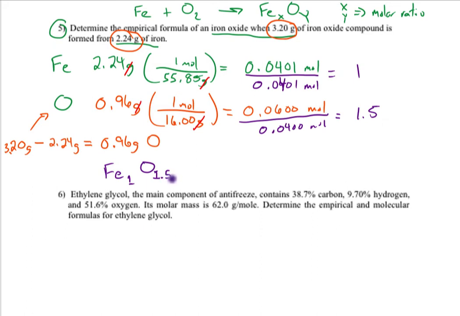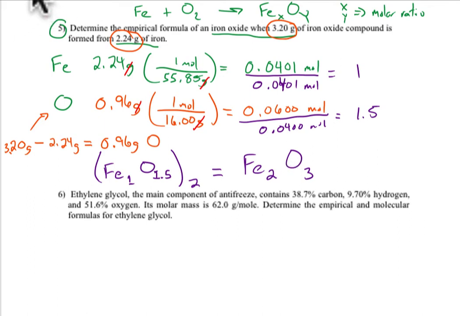You can't have a half atom of oxygen. So what you have to do is multiply this expression by 2 all the way through, and what that does is it gets rid of that decimal there. So now this would be what? Iron(III) oxide would be the name of this compound.